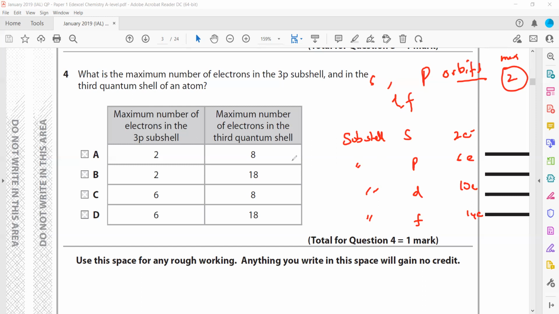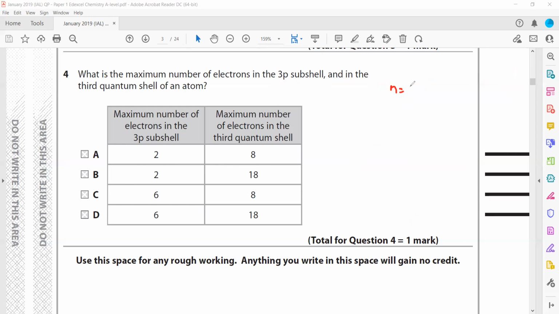First they are asking how many electrons can be in the p subshell. So either C or D can be the answer, because it is 6. Then the maximum number of electrons in the shells: the first shell, where n equals 1, can have a maximum of 2. The second shell can have a maximum of 8. The third shell can have a maximum of 18 electrons. So D is the right answer for this.